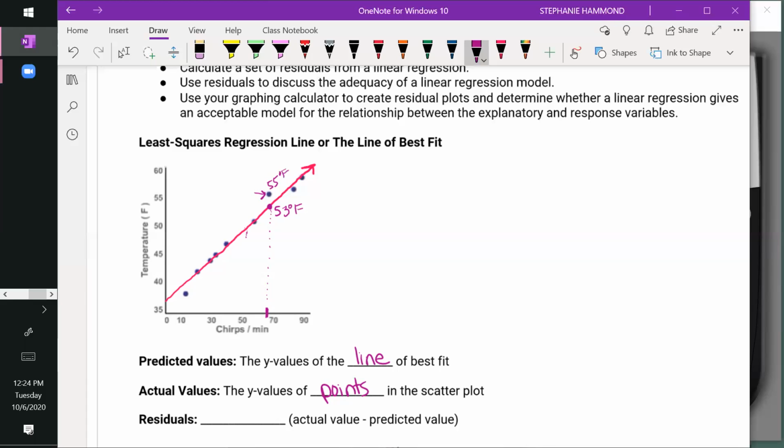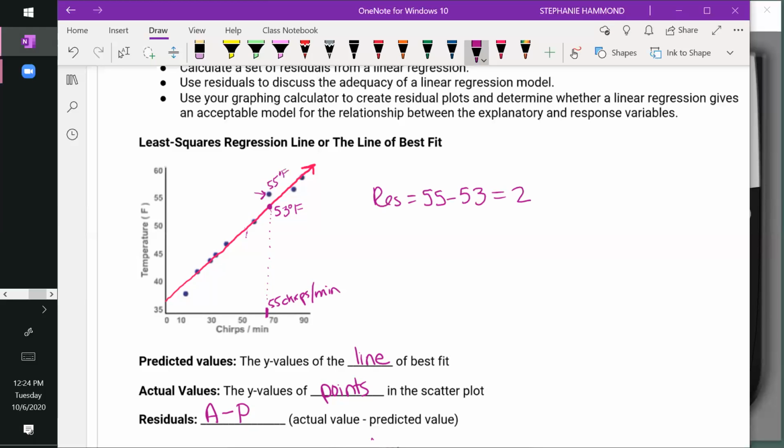The residual is the actual value of any point in our scatter plot minus the predicted value of that on the line. So for this, we said this was maybe like 55 chirps per minute. So the residual when x is 55 would be 55 degrees Fahrenheit minus the 53 degrees Fahrenheit on that line. So that would be a positive 2. The residual at that x value is positive 2.